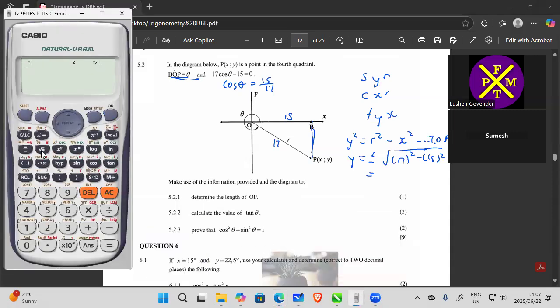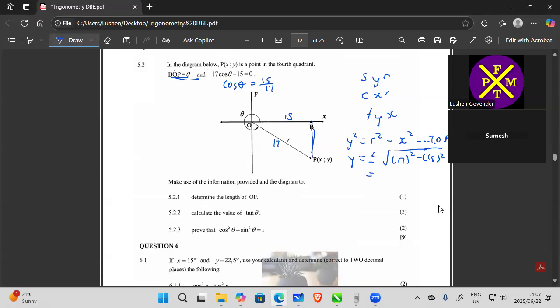y is the square root of 17 squared minus 15 squared, which is 8. Right, plus or minus 8. It has to be minus 8 because it lies in the negative y axis.